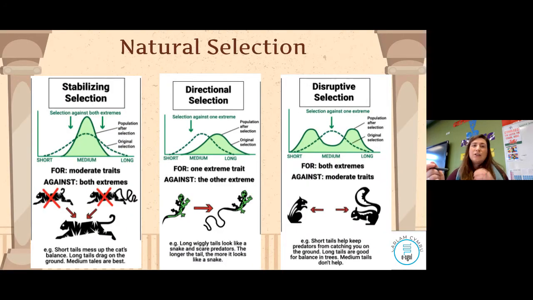So let's look at natural selection. And we're going to look at 3 different types here. We have stabilizing selection, directional selection, and disruptive selection. I'm going to go through, and if you have a look at stabilizing selection, just have a quick read over what it has in this image.